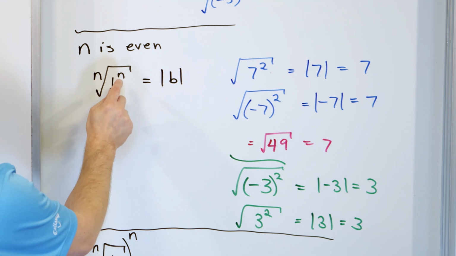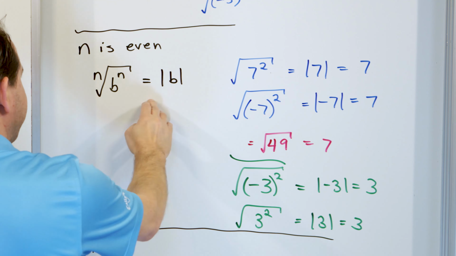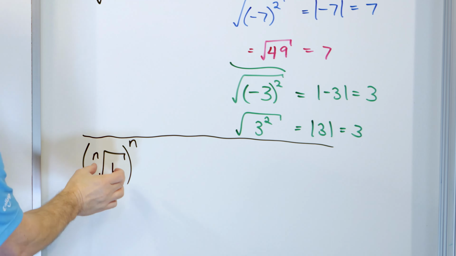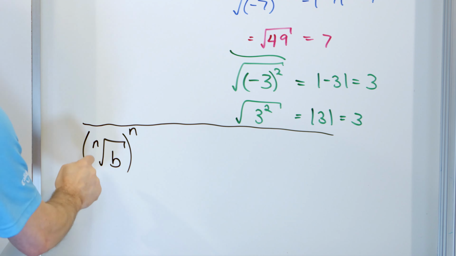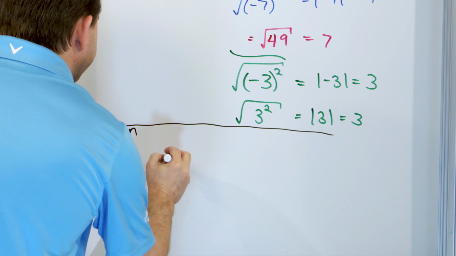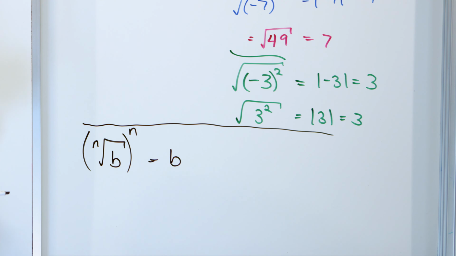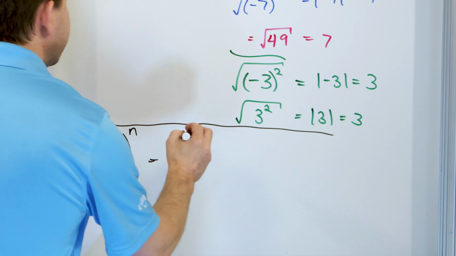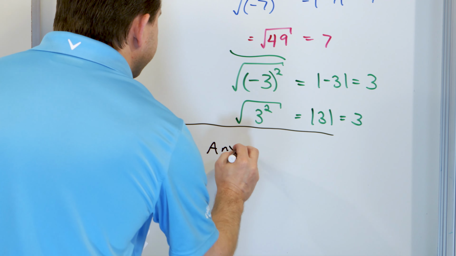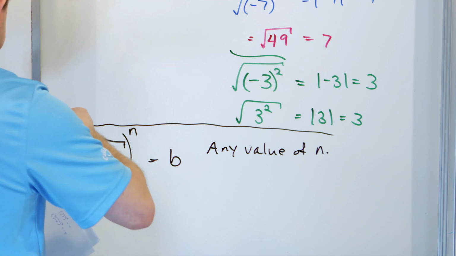So here, when I had a power and then an nth root, they canceled. And then I got basically what was back on the inside. Here, I have the nth root and then the power on the outside, but they're still going to cancel. The n is going to cancel with the nth root, and you're going to end up with b. But when you have on the inside the nth root and then the outside power of n, it doesn't matter if n is even or n is odd. So I'm going to say any value of n. Doesn't matter if n is even or n is odd.